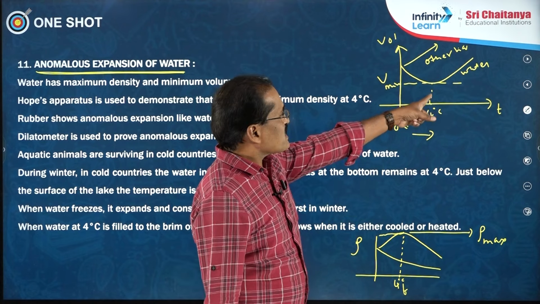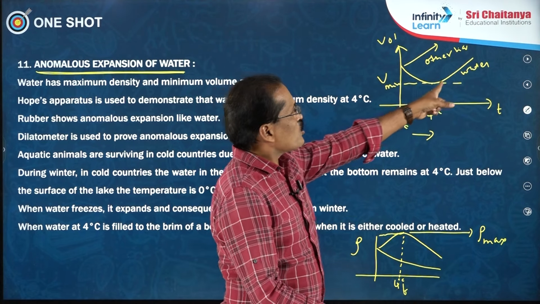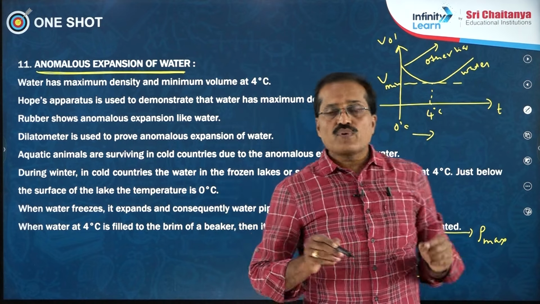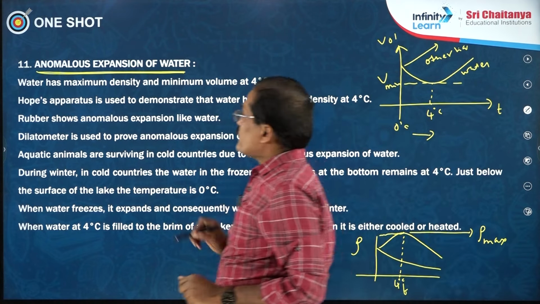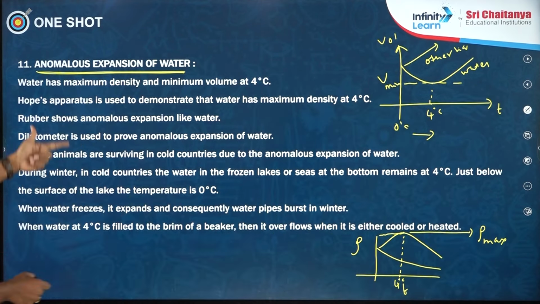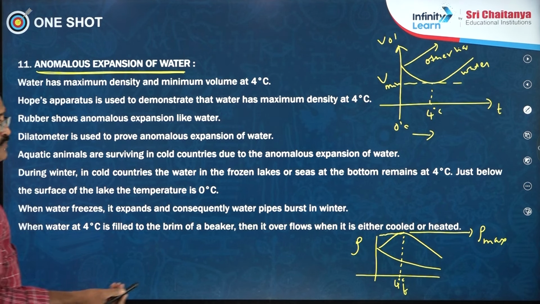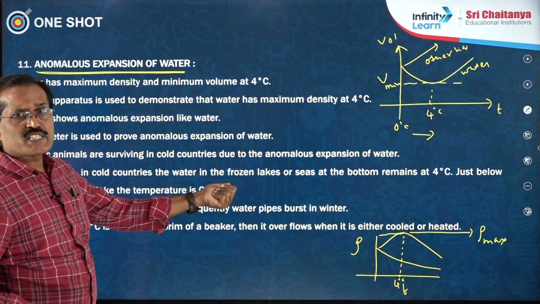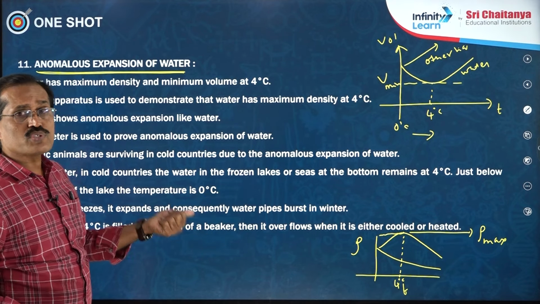At 4 degree Celsius, the volume is minimum. If you increase the temperature, volume increases. If you decrease the temperature, volume decreases. So this is one important point here, and we call it the anomalous expansion of water. I clearly mentioned that, and what is the advantage of this for the animals which are living under the water? This kind of anomalous expansion of water is very helpful for them to survive.